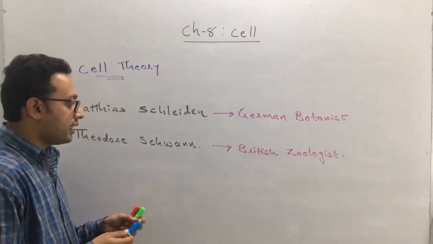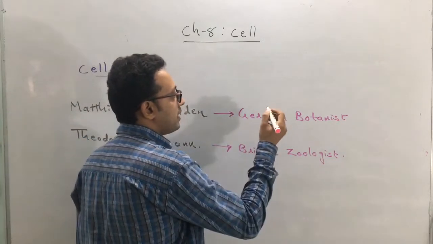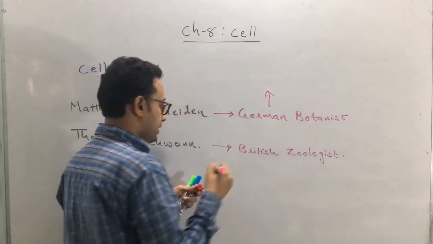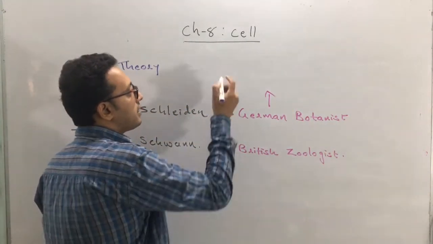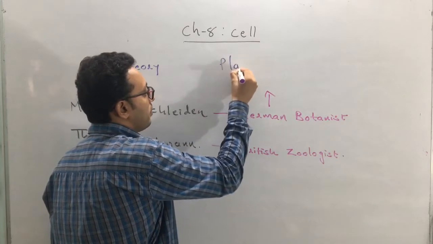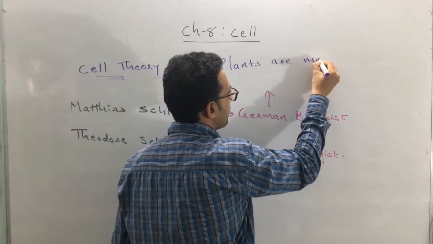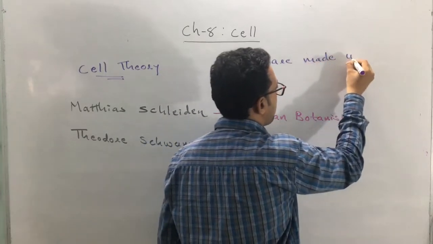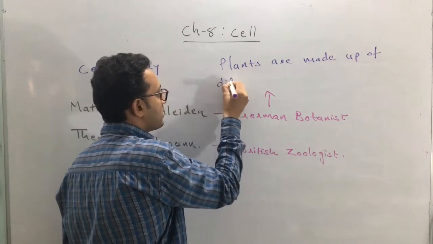Okay. So now what did they discover? The German botanist, Matthias Schleiden, discovered this. He discovered that plants are made up of different types of cells.